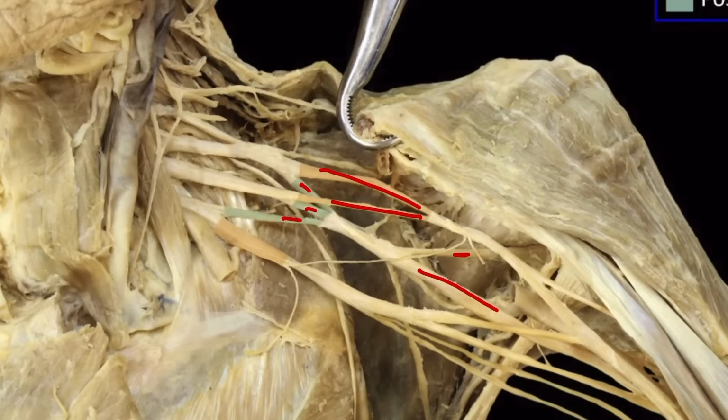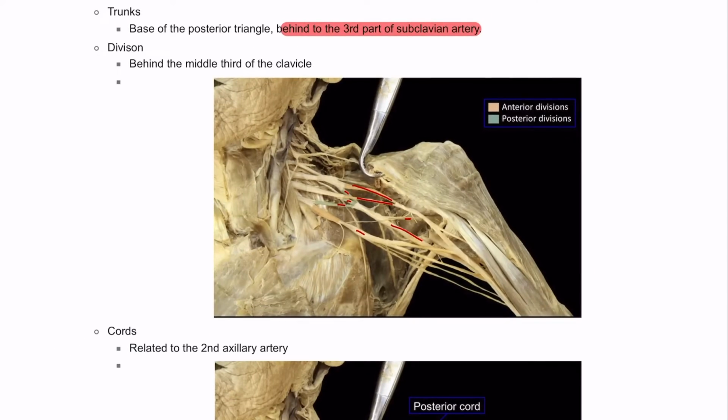That's the other division in there, which will give the medial cord, which is this one, that will end up giving the ulnar nerve, which will be the big one in there. This is the ulnar nerve. So the divisions are usually in the middle third, just behind the middle third of the clavicle.